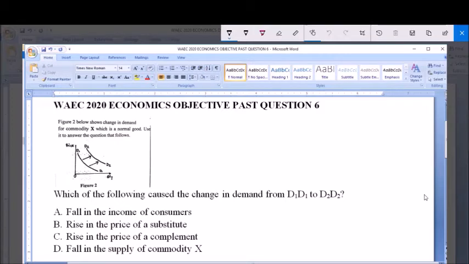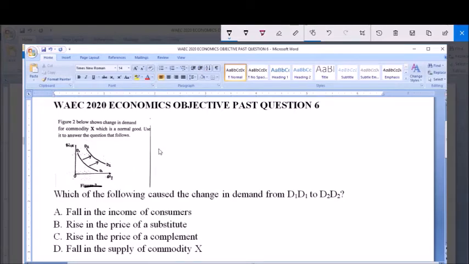So you have a figure here which is labeled Figure 2, and it shows change in demand for a commodity X, which is a normal good. Now the question we are to use it to answer is, which of the following caused the change in demand from D1 D1 to D2 D2? A. Fall in the income of consumers. B. Rise in the price of a substitute. C. Rise in the price of a complement. D. Fall in the supply of commodity X.